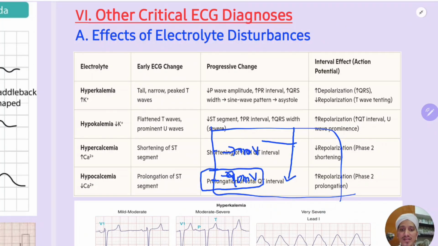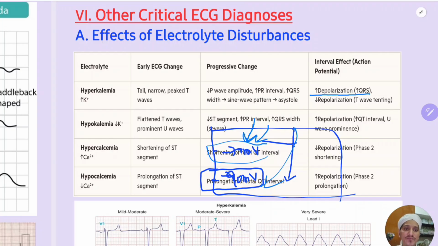Now it doesn't have to go to -90. It has to go to -70. So that is earlier to reach. So repolarization will be early, and depolarization will be prolonged. Repolarization will be early.